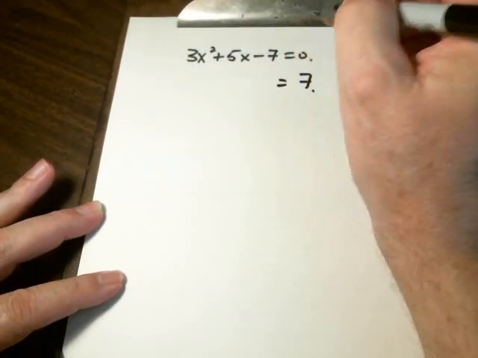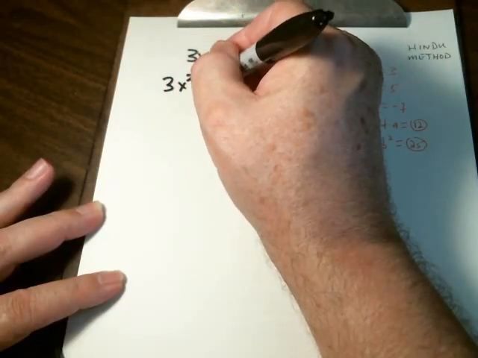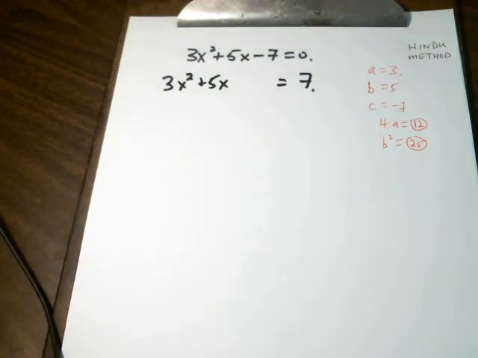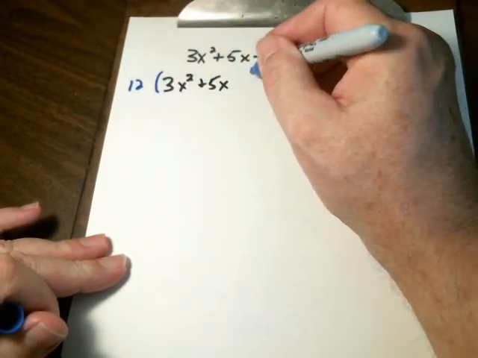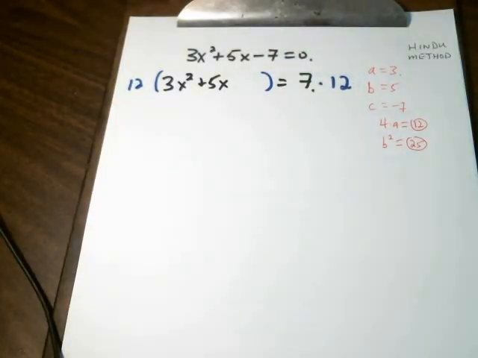Okay, and next in line is to bring the -7 to the right side. Transpose the 7. And on the left side, we have 3x squared plus 5x. Next in line would be to multiply both sides by 4a, which in this problem is 12. So we're going to multiply both sides by 12, which I've tried to indicate in blue.